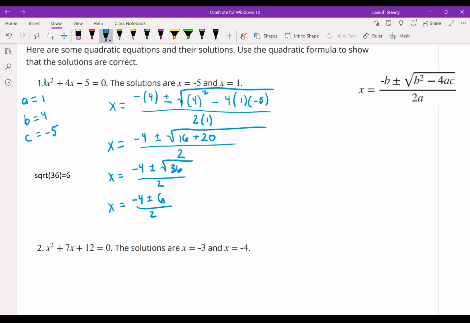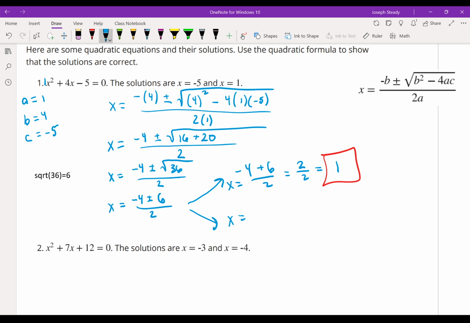Once we are here, we can now split this up into 2 separate problems, because now we have simplified it enough that it's time to attack that plus or minus. So the plus version, -4 plus 6 divided by 2. Well, -4 plus 6 is 2, divided by 2 is 1. So our first answer is that x equals 1. I should probably keep that.